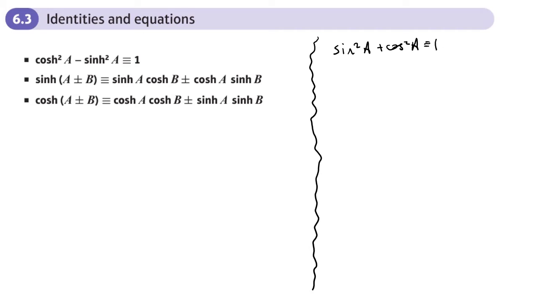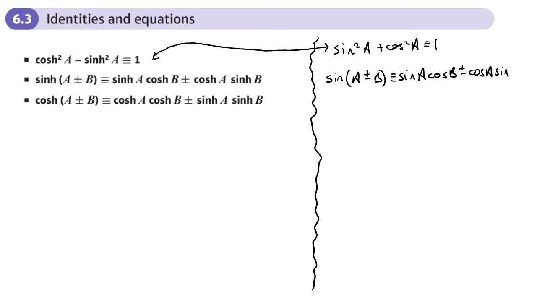Notice how that looks similar to this here for the hyperbolic functions. We also know that sine a plus or minus b is equivalent to sine a cos b plus or minus cos a sine b. So again, look at the similarities, look at the differences that we have here.